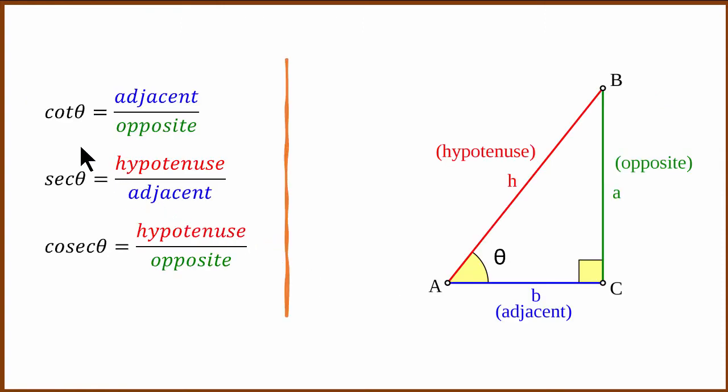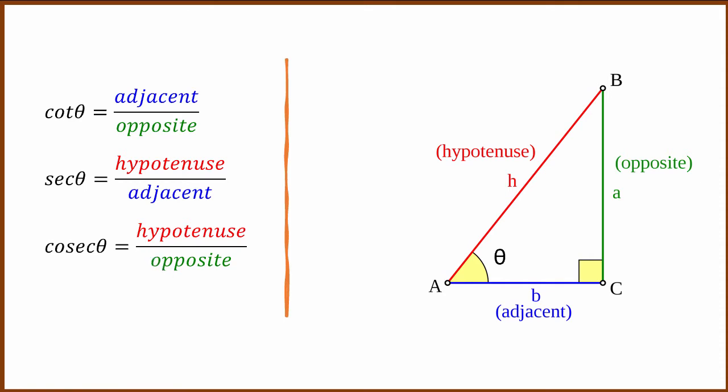The other three ratios are cot theta, secant theta, and cosecant theta. Cot theta is defined as adjacent divided by opposite. It is the inverse or reciprocal of tangent. So it is 1 by tan theta. Tan theta happens to be opposite by adjacent, and cot theta is adjacent by opposite. Secant theta is defined as hypotenuse divided by the adjacent side. Hypotenuse is red in this case, divided by the adjacent side, which is blue. Cosecant theta is defined as hypotenuse by the opposite side, hypotenuse again red and opposite side in green.